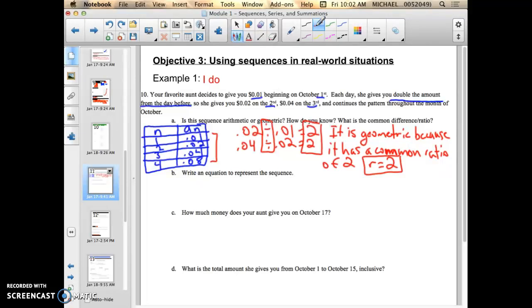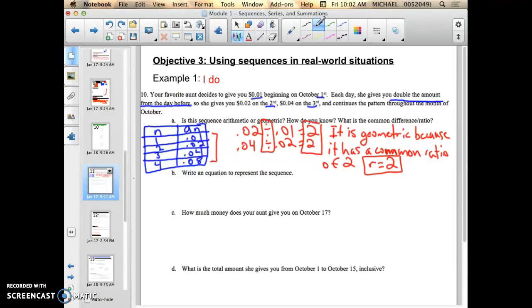Is the sequence arithmetic or geometric? I said it's geometric. I answered, how do I know? It's because it has a common ratio, and I said the common ratio is 2. Done with part A. Moving on to part B. Write an equation to represent the sequence. All that means is what's the explicit formula for this specific sequence, all right?